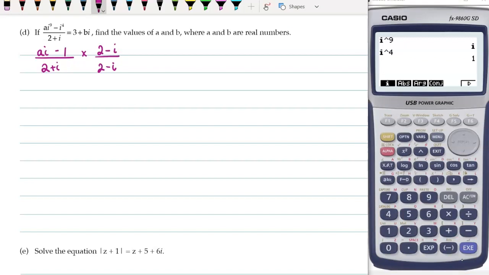Okay, now multiplying across, we will have 2ai minus 2. Then ai times minus ai squared is minus ai squared plus an i. And on the bottom we have 4 minus i squared.